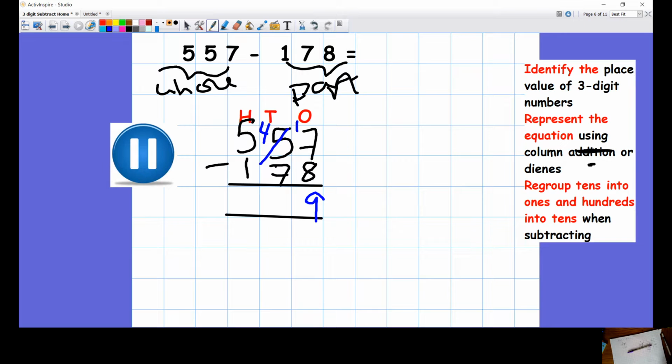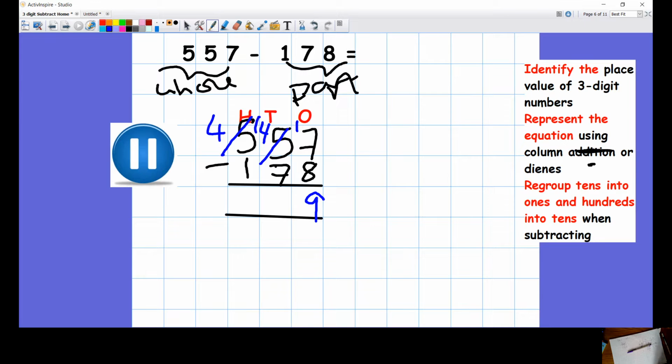4 take away 7. Can I subtract 7 from 4? No, which means I need to regroup. I need to take 10 tens from my hundreds column. So I'm going to take 100 and then it's going to become 10 tens. Here I've got 4 tens, and think about it, I'm adding on that extra 10 tens. 4 add 10 is equal to 14.